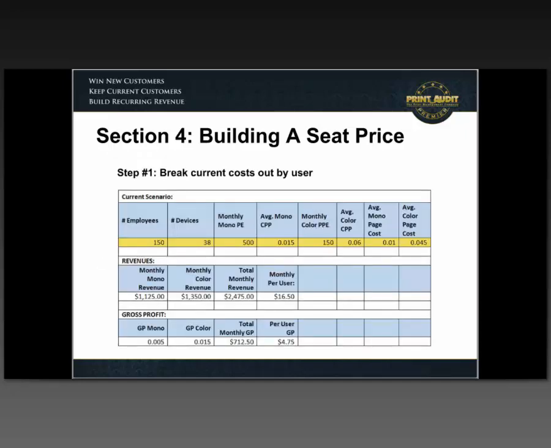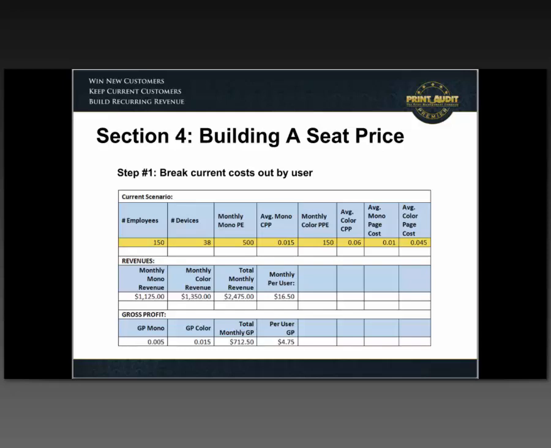Now, one of the first things we have to do when we're looking at this environment for billing is actually breaking the cost into user metrics. So you can see some pretty familiar metrics in the yellow cells. Wherever you see a yellow cell is where you can actually input information.